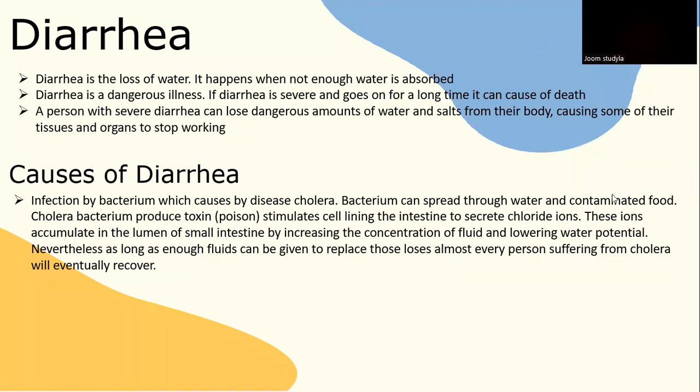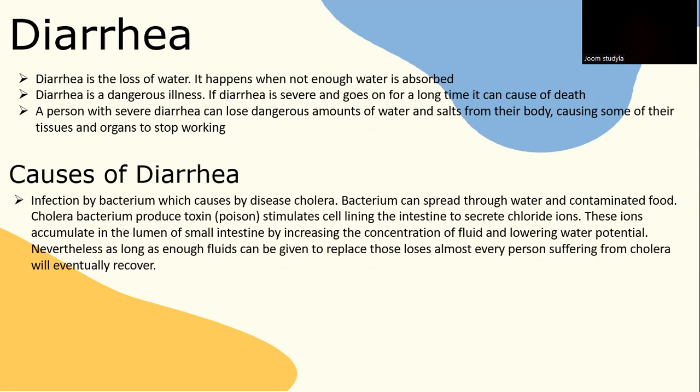And finally, we have the topic of diarrhea. What is diarrhea? Diarrhea is the loss of water. It happens when not enough water is absorbed. Diarrhea is a dangerous illness, and if it is severe and goes on for a long time, it can cause death. A person with severe diarrhea can lose a dangerous amount of water and salt from their body, causing some of their tissues and organs to stop working.